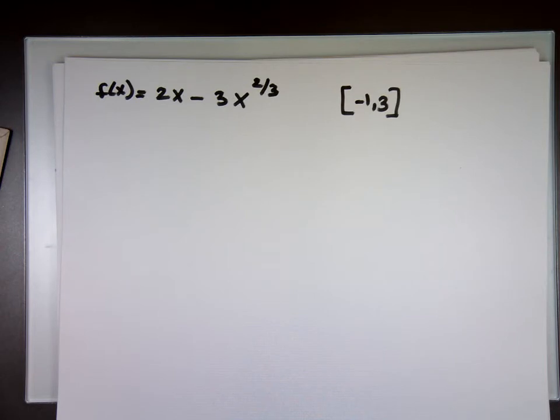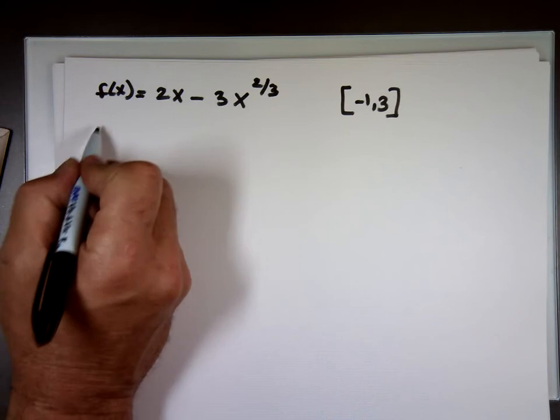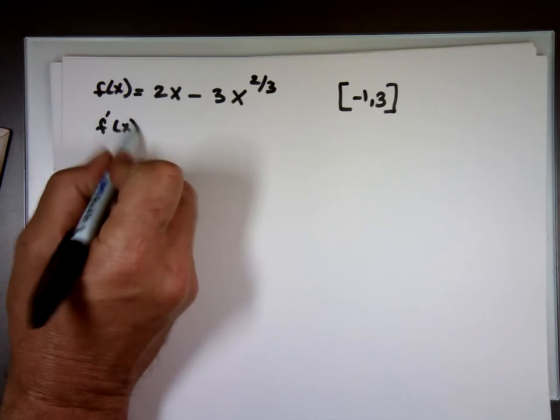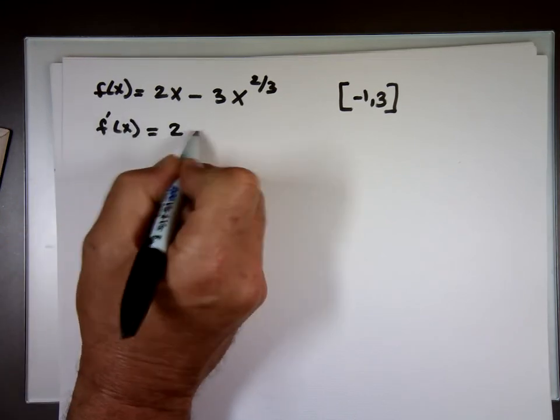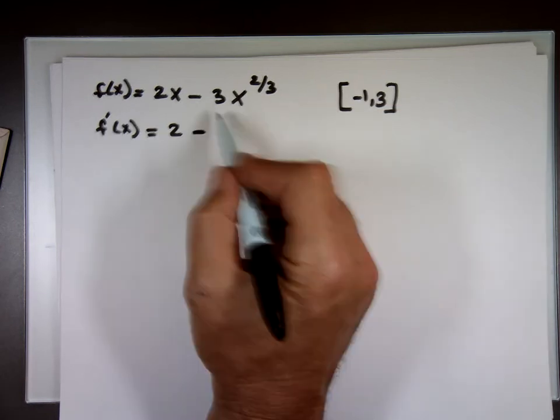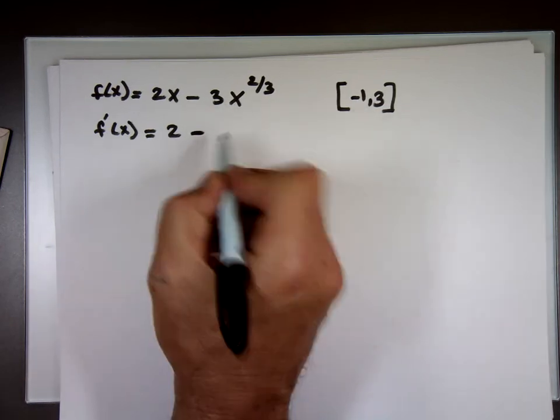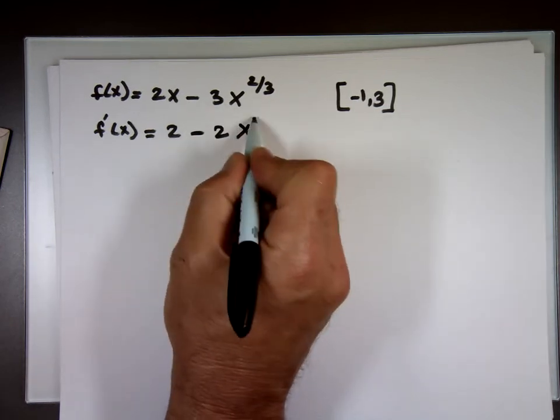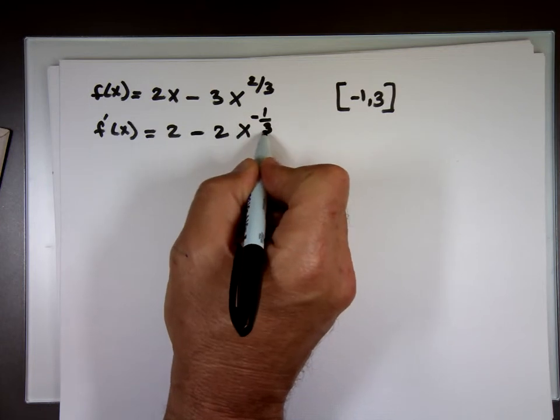Let's find the extrema. That means I need to find the derivative. What's the derivative of this? 2 minus 3 times 2/3. What's that? 2? X to the power of what? Negative 1/3. Clean it.